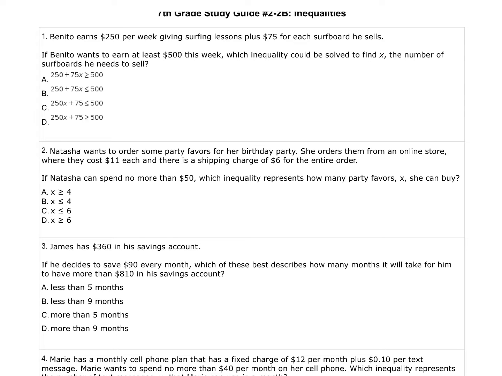Okay, we're going to review the second part of your study guide. Number 1, Benito earns $250 per week giving surfing lessons, plus $75 for each surfboard he sells. He wants to earn at least $500 this week. Which inequality can be solved to find X, the number of surfboards he needs to sell?